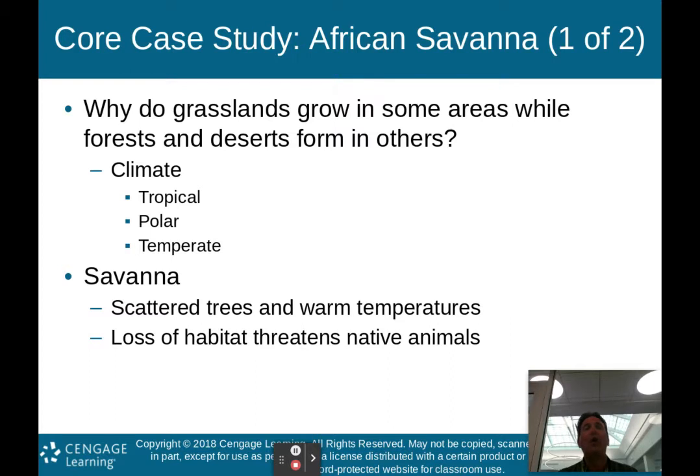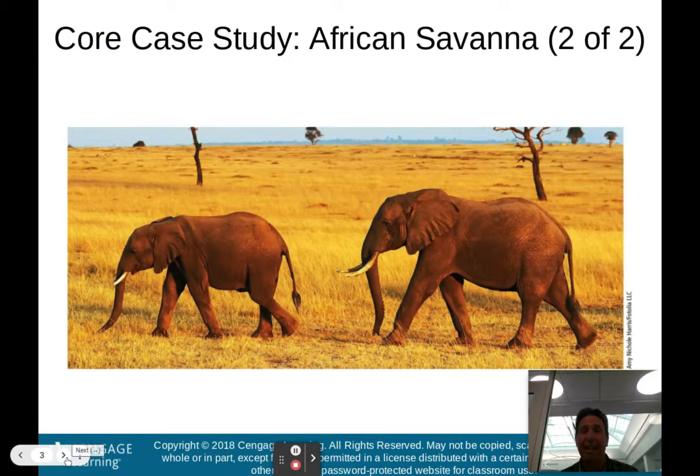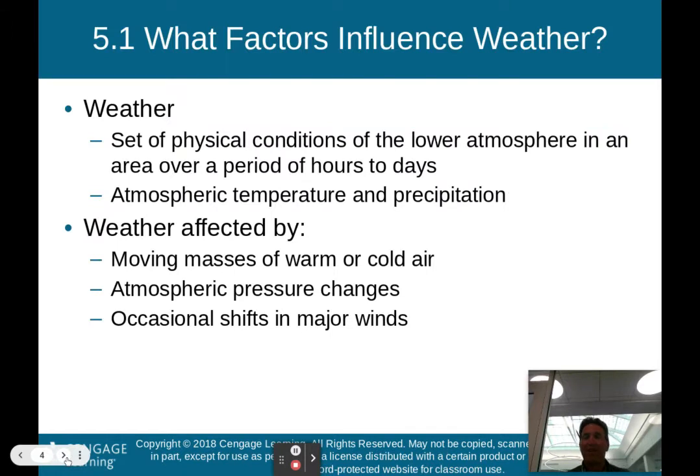And again, what's the difference between climate and weather? Weather is what's occurring over the next couple of hours, the next couple of days, while climate is long-term, months to years, what's going on in a particular area. So in a savanna, you have scattered trees with warm temperatures and actually not that much rain. So it's not as dry as a desert, but it's definitely drier than we are here in Ardsley. What we're seeing, though, is the savannas are being lost, and the loss of those savanna habitats is threatening native animals like the African elephant that we see right here. So again, we'll talk more about these biomes as we go through the next couple of chapters.